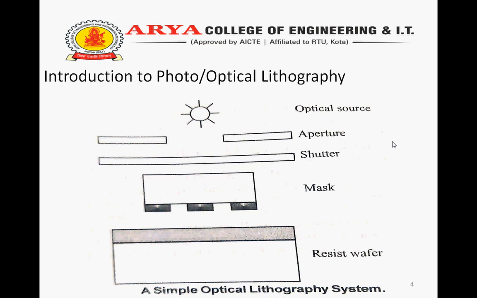A simple optical lithography system is shown in figure. In optical lithography system, an optical source on the top is used to shine the light through mask. The image is projected on the buffer surface, which is coated with a thin layer of photosensitive material known as photoresist.